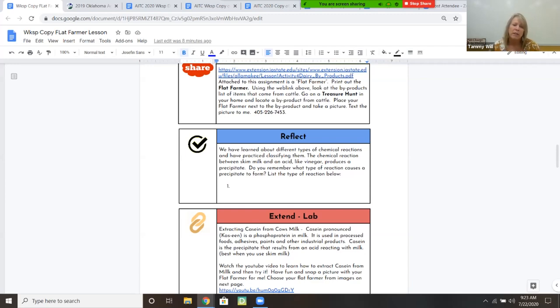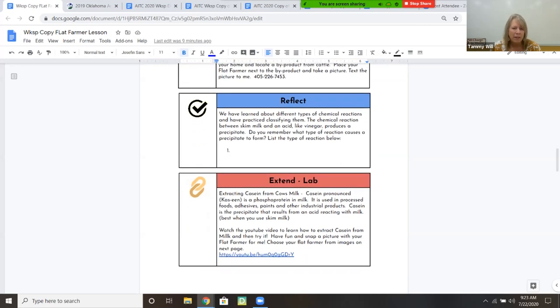So here I was bringing them back to something in real life that we had talked about in class that may not have had that connection of why do I need to know this? So knowing that they knew those reactions, or they should know those reactions, I had them tell me what kind of reaction would happen with this lab.